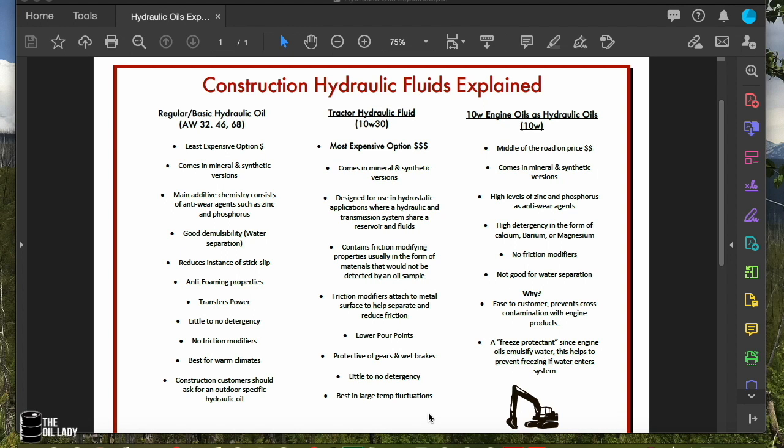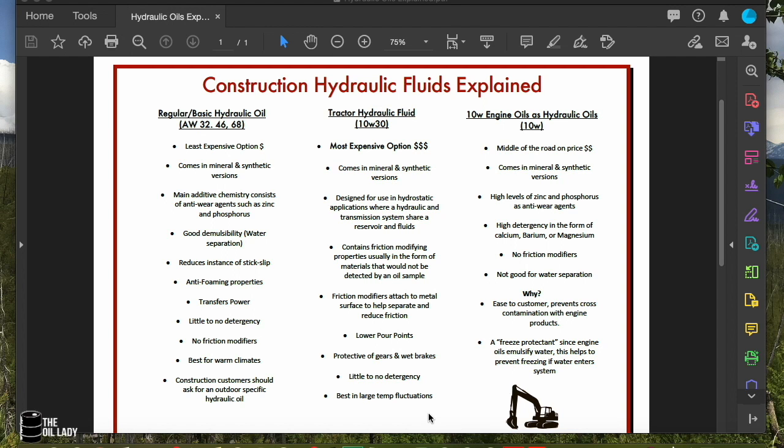Why would we want to use an engine oil? It's ease to the customer. It prevents possible cross-contamination with engine products. So when your maintenance crew in the shop's got a million different products on hand that they have to use, if an engine oil is called in all of the components, it really eliminates that risk for cross-contamination. And then, as I said, the freeze protectant.